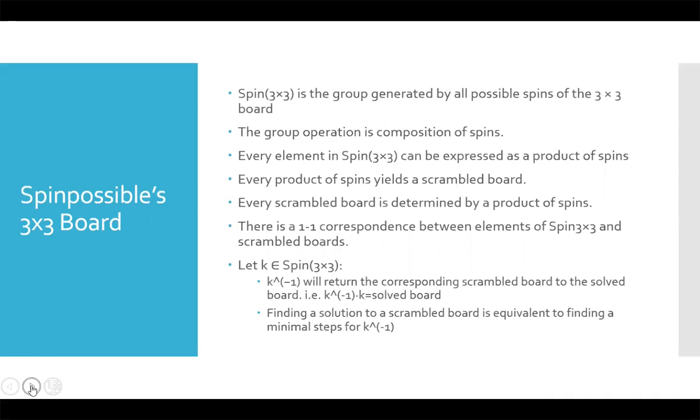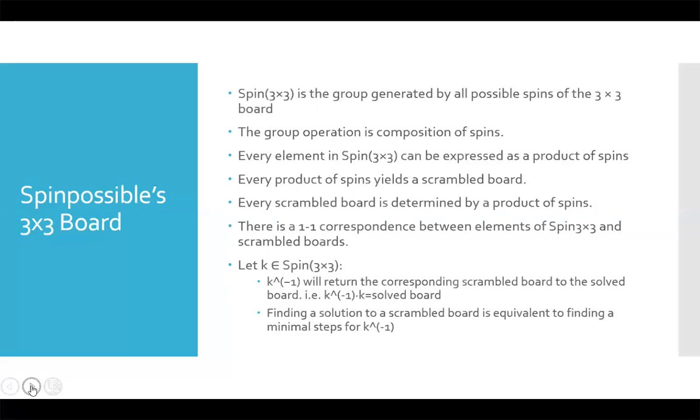In Spinpossible's 3x3 board, spin 3x3 is the group generated by all possible spins of the 3x3 board. The group operation is a composition of spins. Every element in the 3x3 can be expressed as a product of spins. Every product of spins yields a board that is then scrambled. Every scrambled board is determined by the product of the spins. We can see a 1-1 correspondence between elements of the spin on the 3x3 and scrambled boards.